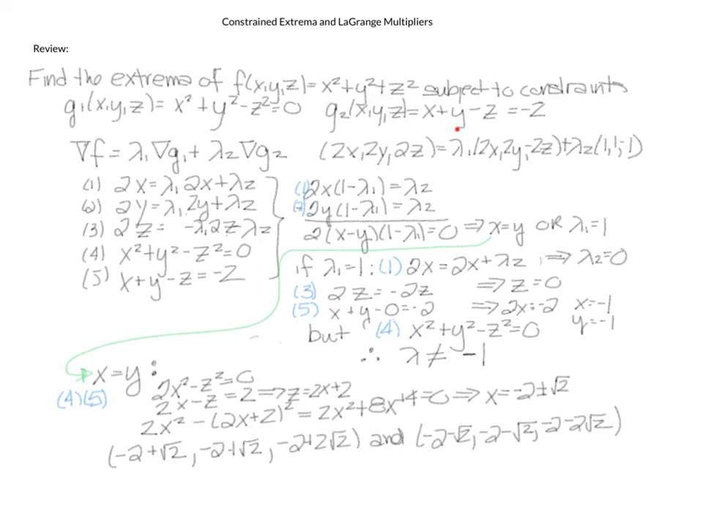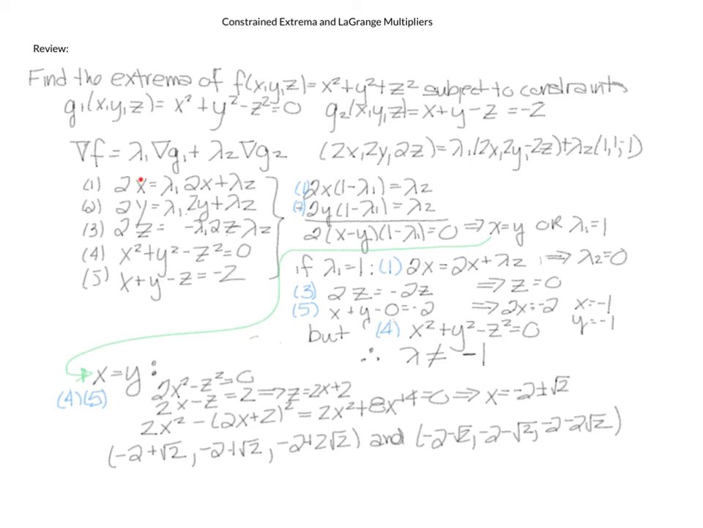And then I do component by component, so 2x is equal to lambda 1 times 2x plus lambda 2 times 1. So that's my first equation. I get my second equation by following the y component, and my third equation by following the z component. Then I add my two constraints as my last two equations. So I have my 5 equations, which I have numbered, and when I use these equations, I put the number of the equation in blue.